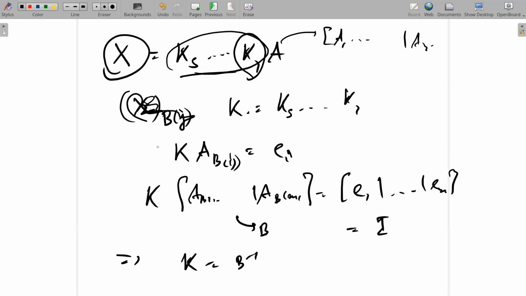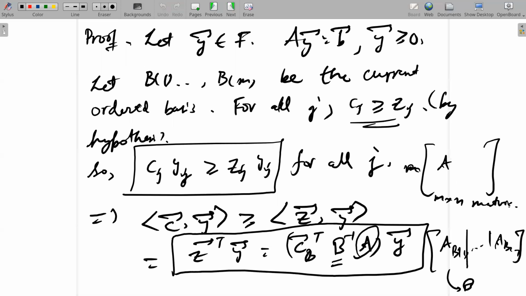K is equal to B inverse. All these elementary operations that you have done to convert AB1 through ABM to E1, E2, EM correspond to B inverse. So, just basic linear algebra. And since K is equal to B inverse, X is equal to B inverse A. And this is precisely what we have done here. So typically I should write Z vec transpose is nothing but CB vec transpose times X, but X is nothing but B inverse A. All right, so I hope you're convinced about this.